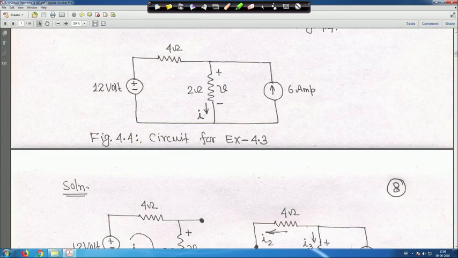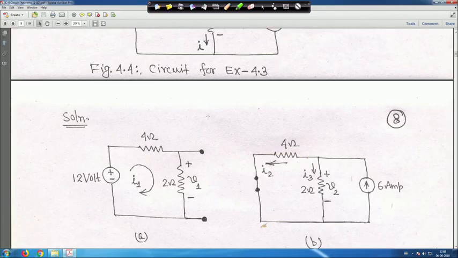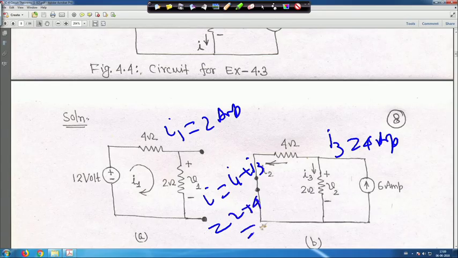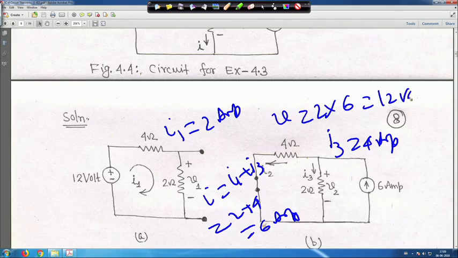You solve this circuit and see that here you will get I is equal to 6 ampere, because while solving here we got I 1 is equal to 2 ampere, and while solving for this circuit we got I 3 is equal to 4 ampere. So, by the superposition theorem, I is equal to I 1 plus I 3, which is 2 plus 4, equal to 6 ampere. And if I is equal to 6 ampere, then the resistance was 2 ohm. So, 2 into 6 is equal to 12 volt.